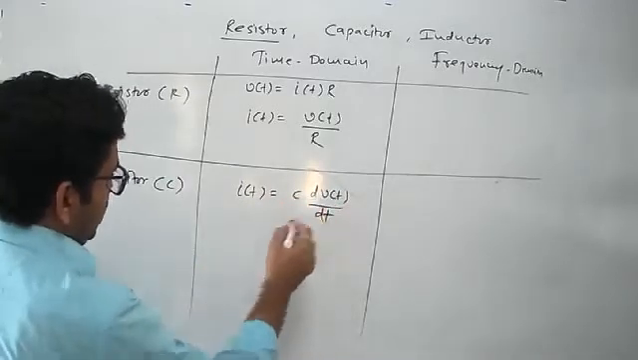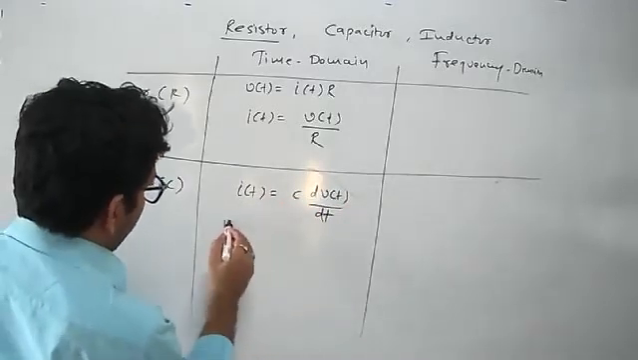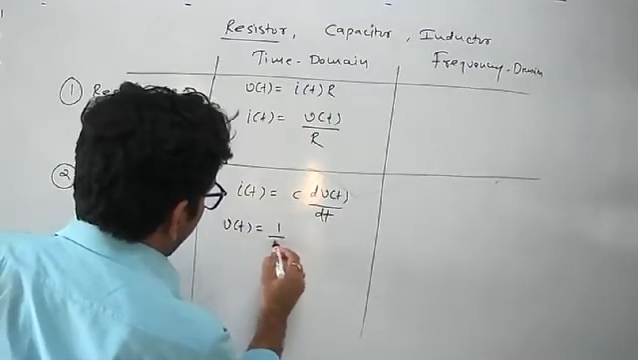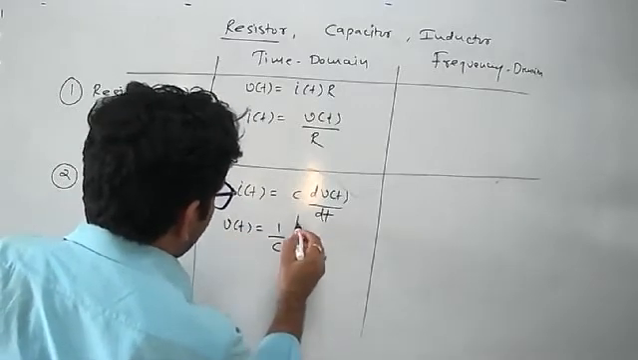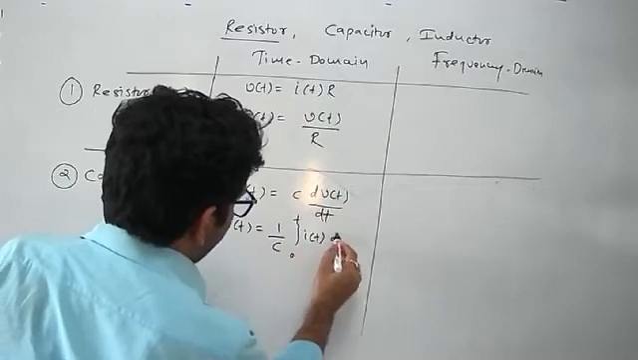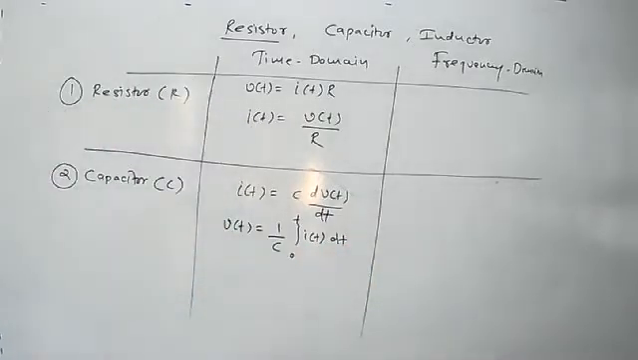In the same way, if you are interested to write the voltage expression, it is nothing but v of t is 1 upon C integral 0 to t i of t dt.